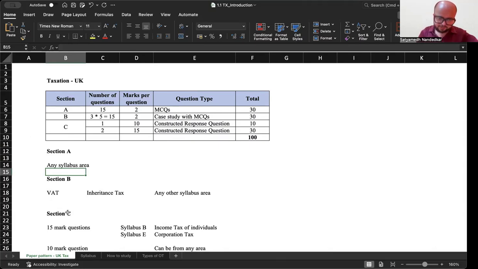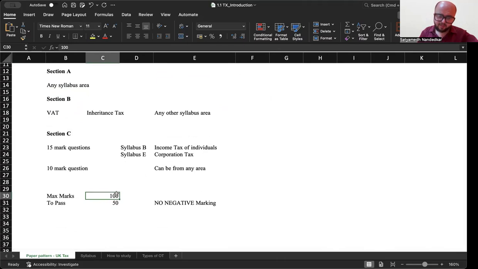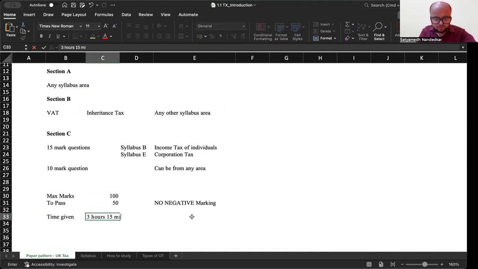It's a 100 marks exam. To clear, you need a 50, and there is no negative marking. What is the time given to you? The time given is 3 hours, 15 minutes. So you're supposed to finish this paper in 3 hours, 15 minutes. Now, one defining feature, one very important aspect about the UK tax syllabus, is that it's a very predefined syllabus.